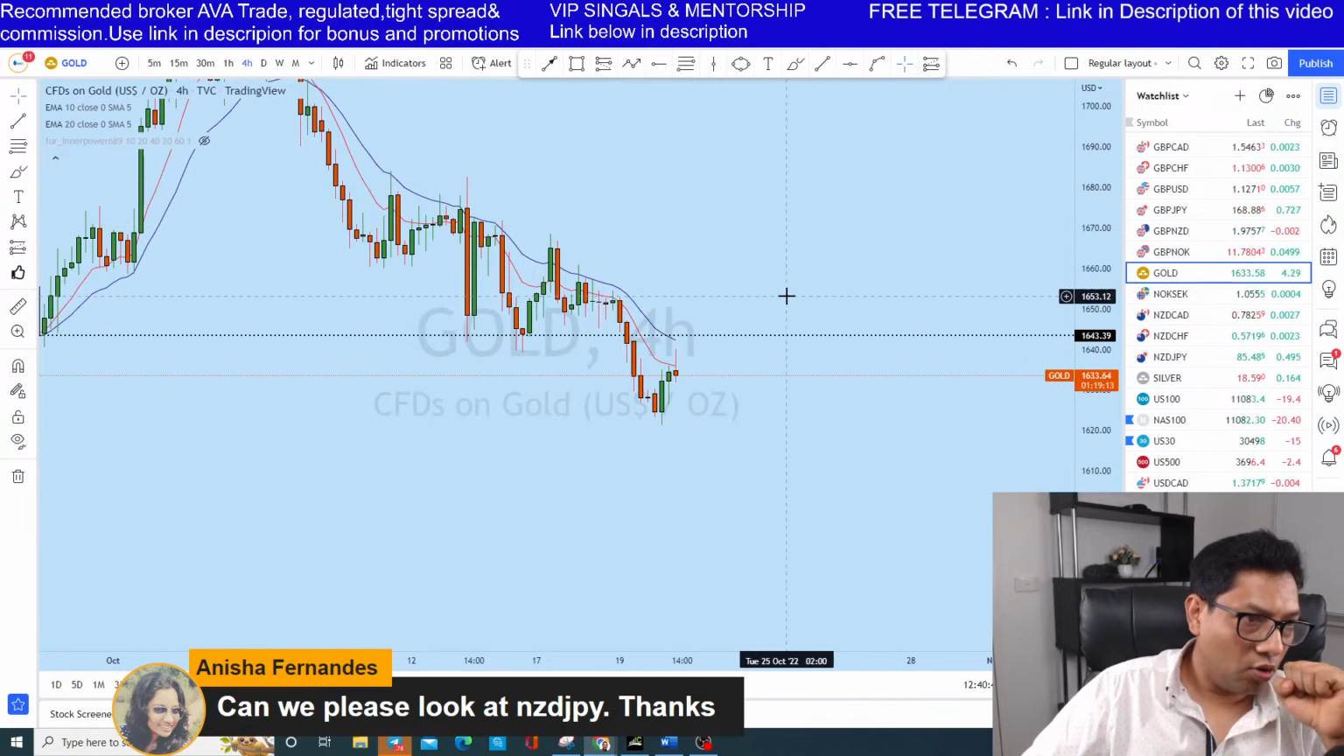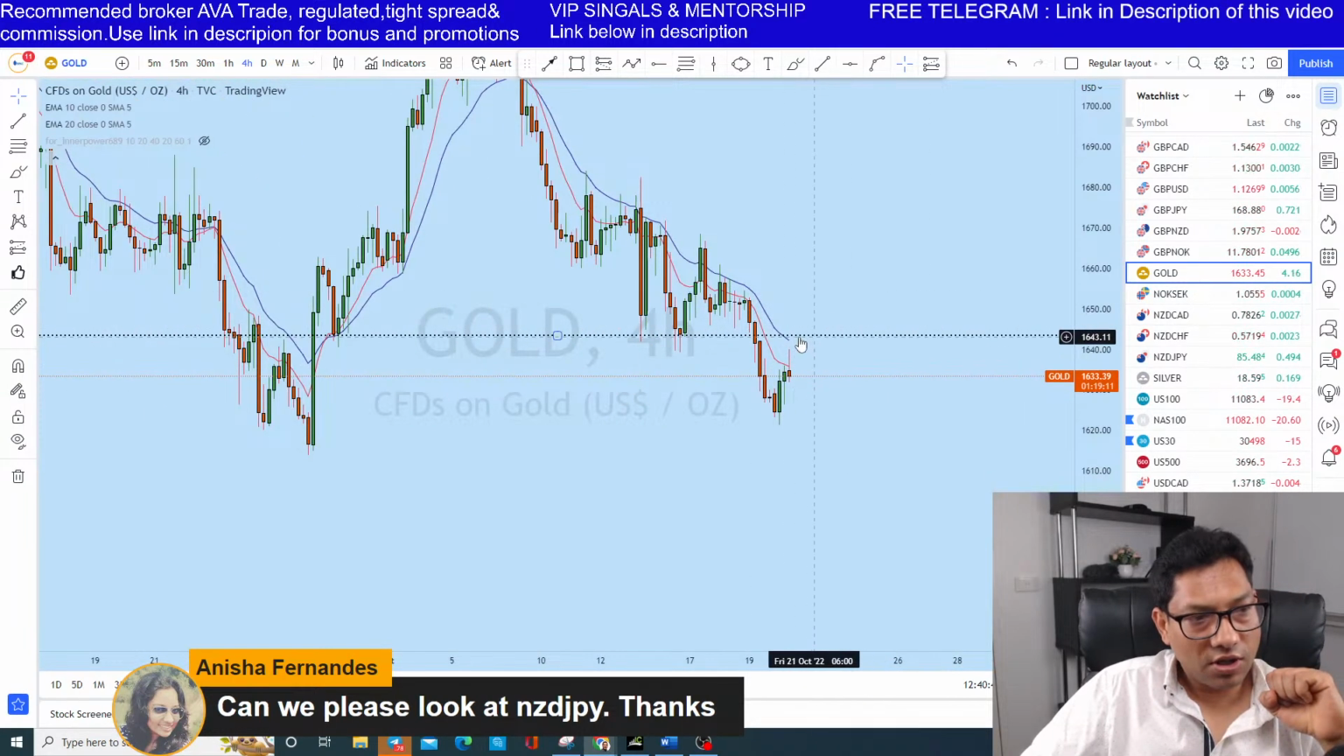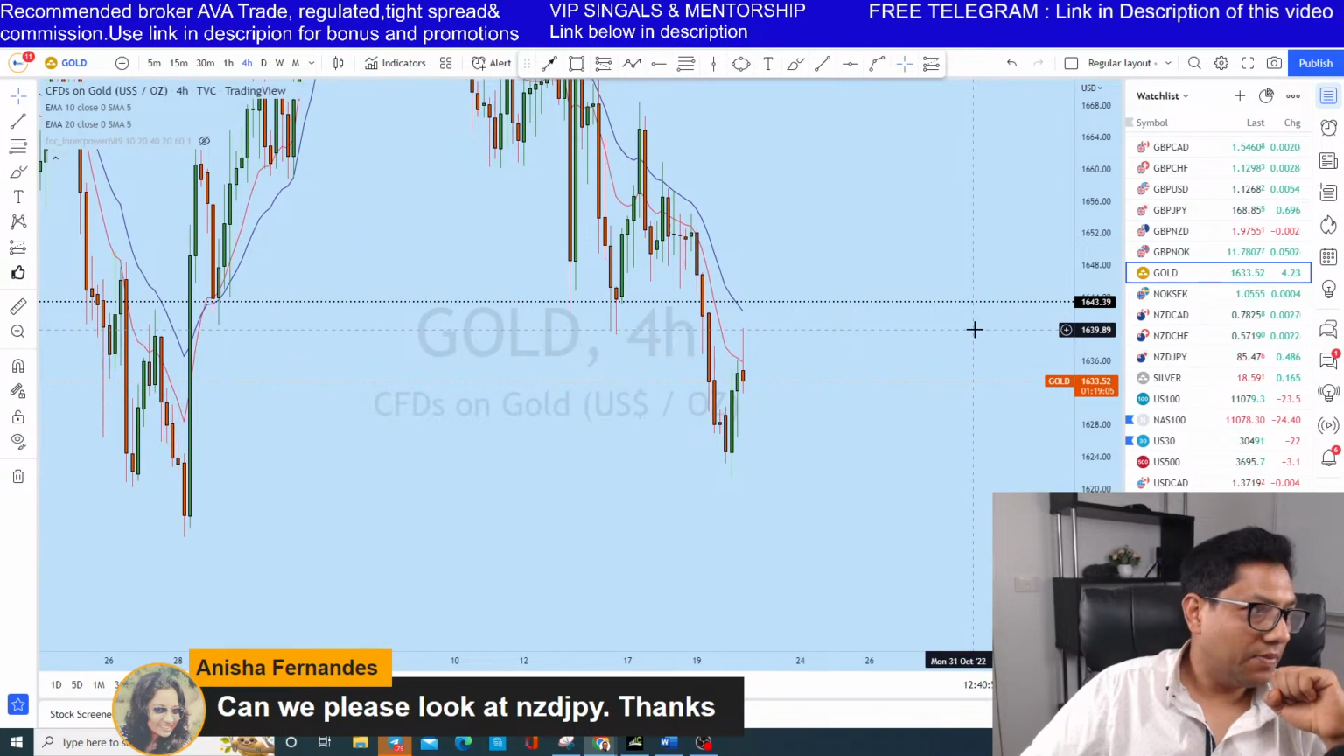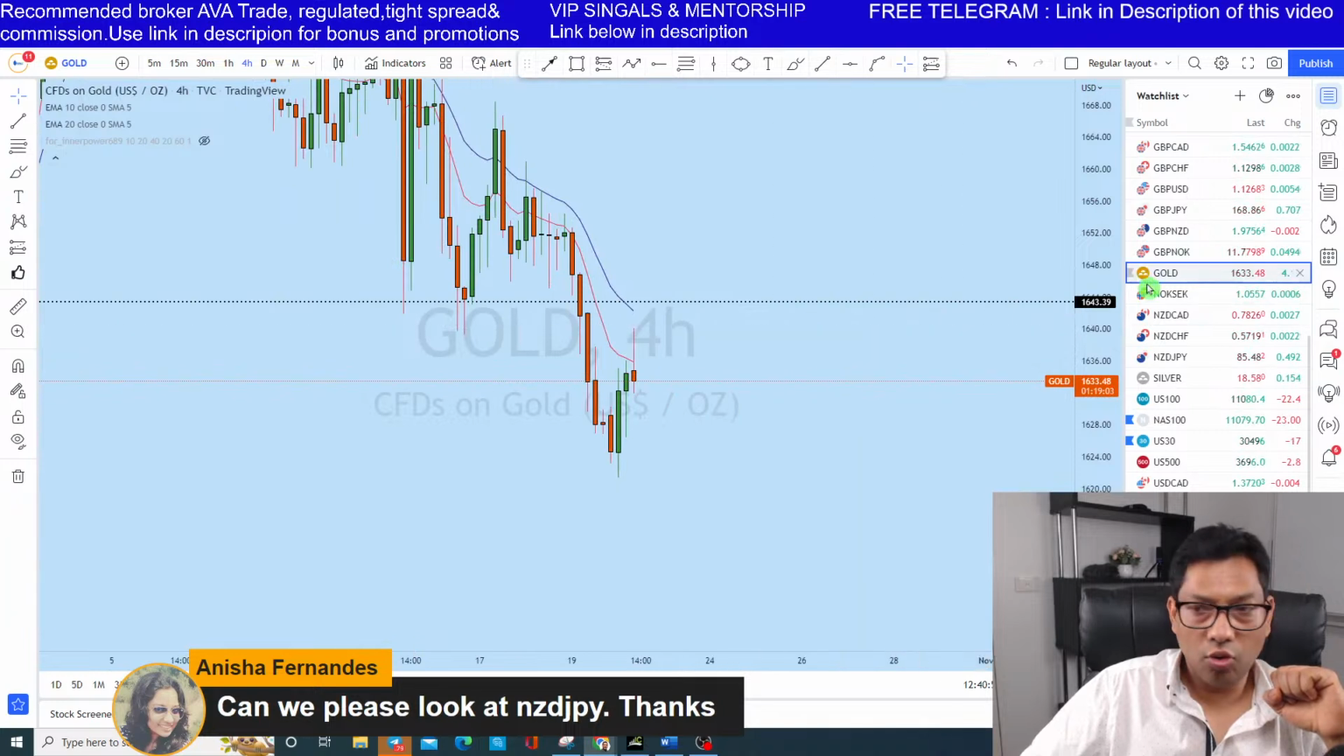I think that gold will give us a pin bar or a strong rejection from here, and from there we might see some selling opportunity on gold. I'm waiting for that.